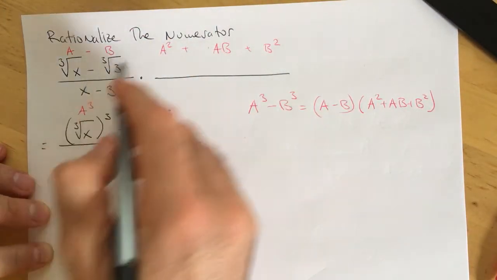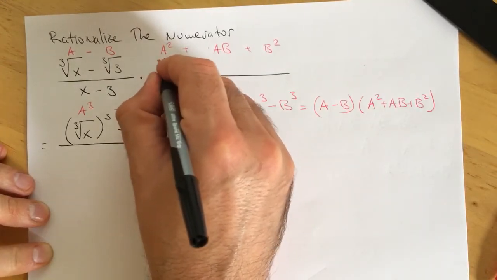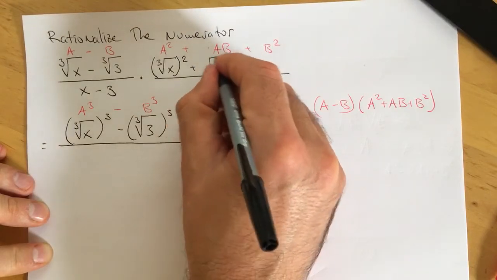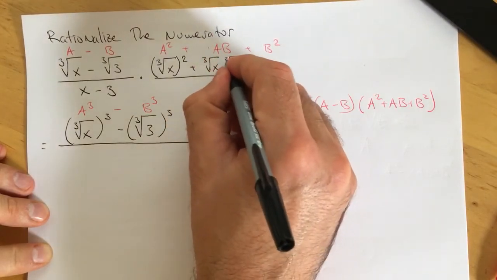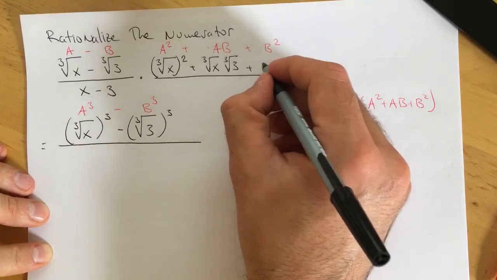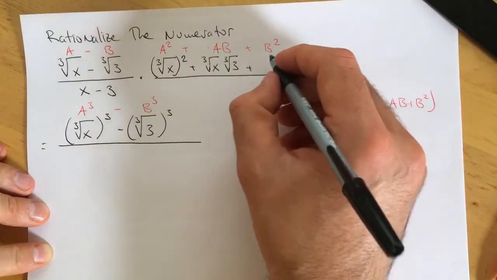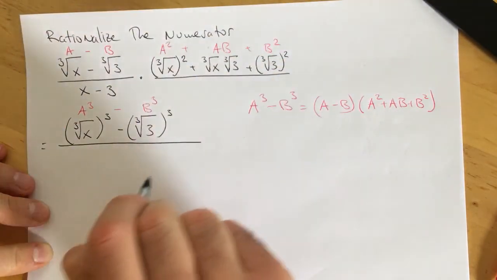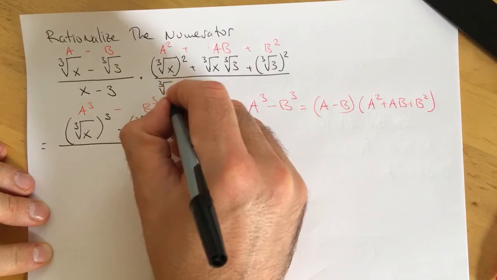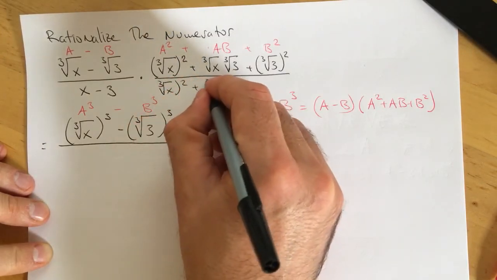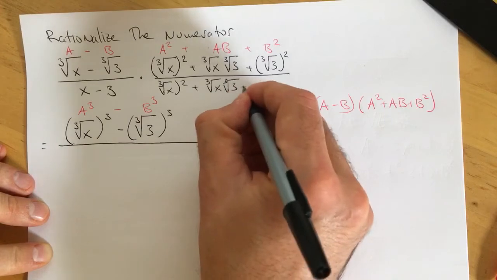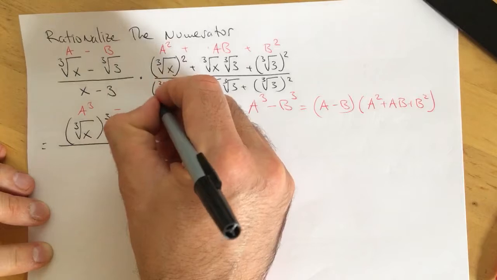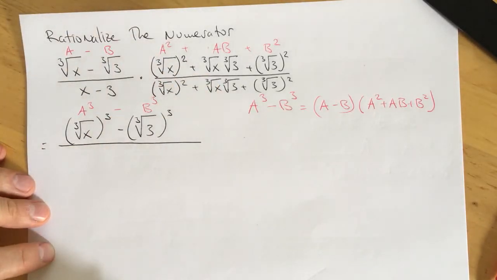So if a is cubed root of x, then a squared is cubed root of x squared plus a times b, cubed root of x times cubed root of 3, plus cubed root of 3 squared, the same expression in the denominator. Cubed root of x squared plus cubed root of x times cubed root of 3 plus cubed root of 3 squared. Okay.